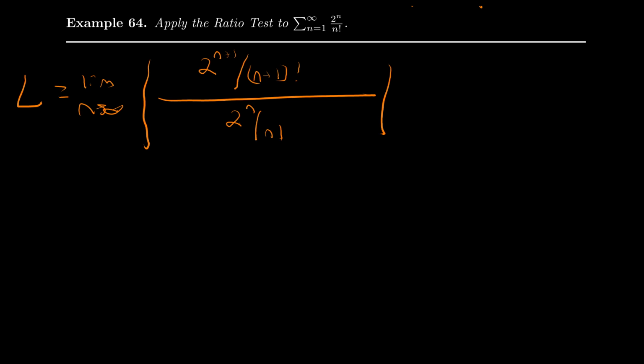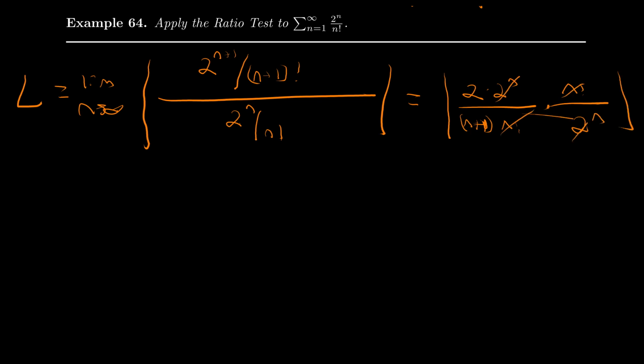Let's figure that out. So we're going to keep, change, flip. And I'm also going to go ahead and separate these out. Watch this. This is 2 times 2 to the n over n plus 1 times n factorial, times, and then I'm going to flip the bottom because that's how you divide: n factorial over 2 to the n. That cancels with that. That cancels with that. This is 2 over n plus 1. Remember to copy your limit over. So this is the limit as n goes to infinity of 2 over n plus 1, which equals 0.